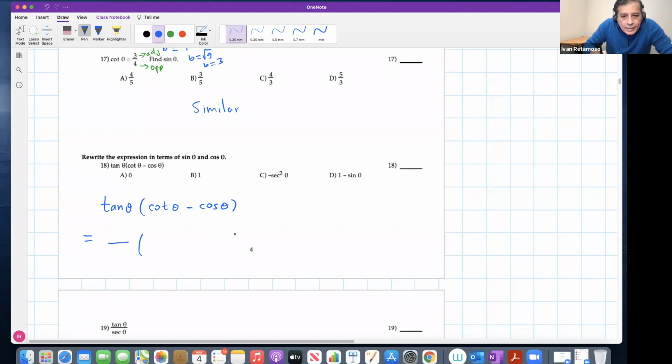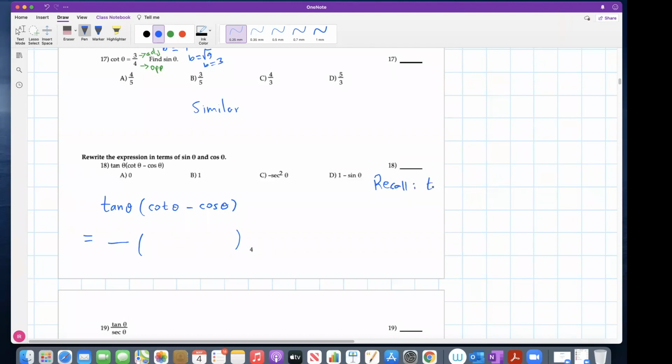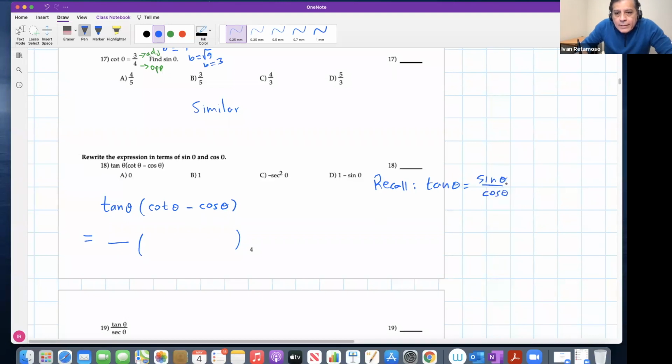Anybody could tell me in the chat what tangent is equal to? Sine over cosine. Excellent. Sine of theta over cosine of theta. This is something that you should at this point have memorized, because it's very useful. It's also on our sheets, I believe, but tangent is always sine over cosine.